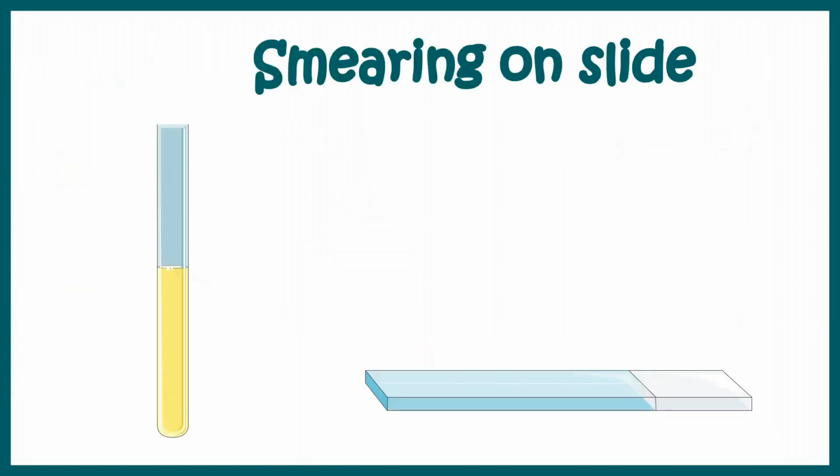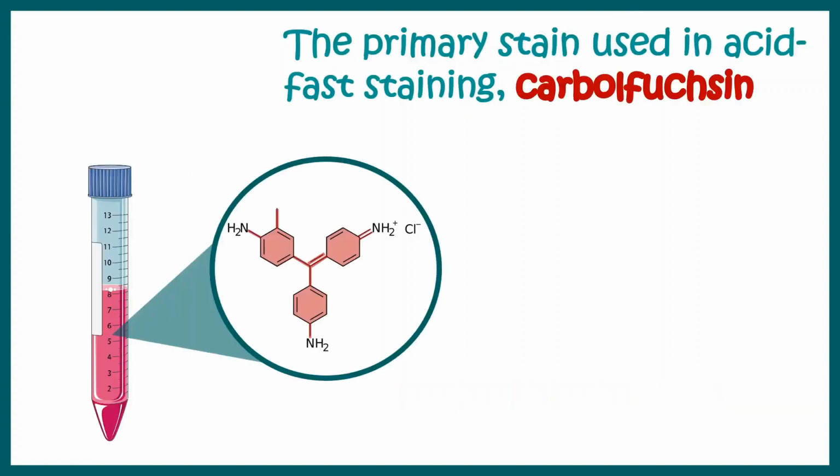So the first step involves smearing the sample on a slide. Here the patient-derived sample is smeared on a slide, and we are expecting that this particular sample might have Mycobacterium tuberculosis in it. At the end of this video, we will understand whether it has it or not.